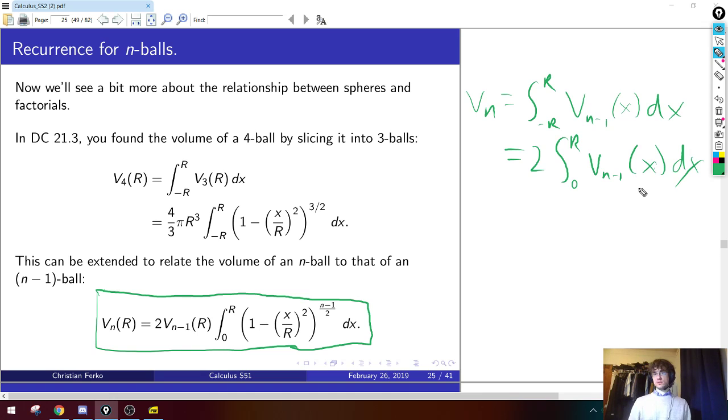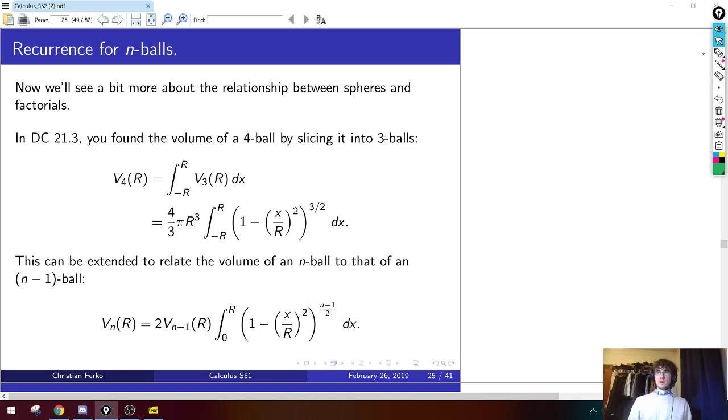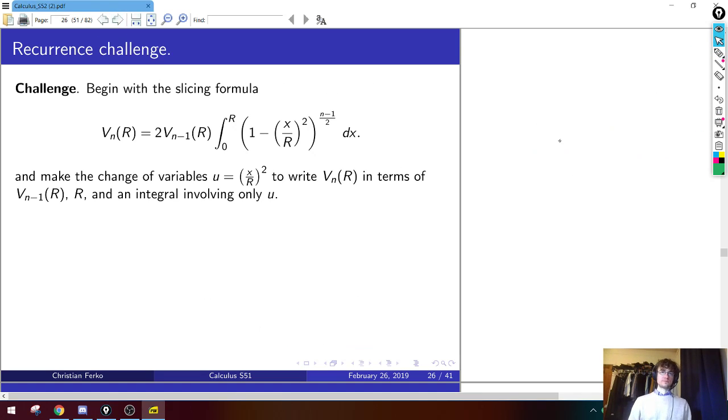The idea is clear. Good. Okay, now we're going to use it. So a challenge for you. Here's the slicing formula. We're going to get a recurrence, so a relationship that gives the volume of an n-ball in terms of an (n minus 1)-ball. The trick is to use the following change of variables. You let u be (x over r) quantity squared, because that's the guy that appears inside here. Then you do this u-substitution and get some nice result. So I'll ask you what happens when I make that u-sub and what pops out.